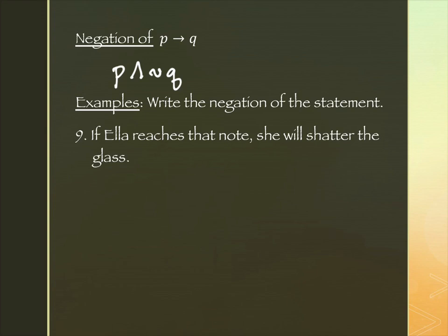So we're going to look at an example here and we're going to do this. I don't have it written in exactly the right form, but it's really close. It says, if Ella reaches that note, she will shatter the glass. I'm kind of missing the word then, so feel free to put it in right here if that's helpful. There are two individual statements. Ella reaches that note, and she will shatter the glass. And they are connected with the if-then at the beginning and the middle.